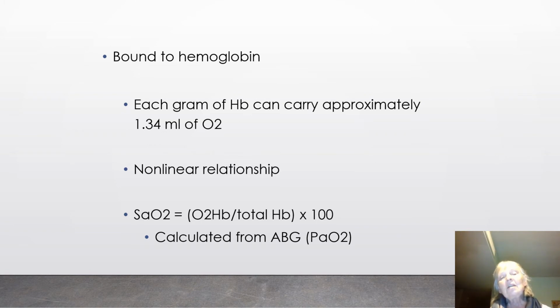This is a non-linear relationship, though. You cannot plot this on a straight line because of the changes in the hemoglobin, okay? And we also are going to use the SaO2, which is your saturation. Remember, we need to get that from our ABG, and you can see there is a formula that we can go ahead and actually figure this out.